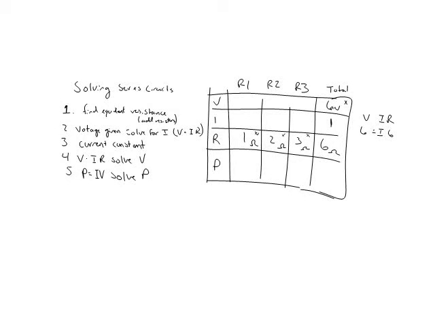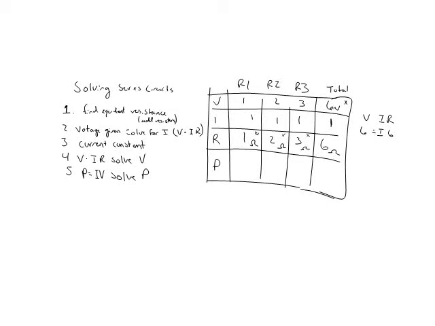Since it's in series, our current is constant, so the current is going to be 1 for every single one of those. Then we'll use V equals IR to solve for V. So I times R is V. This is usually as far as your book is going to ask you to go, but I'm asking you to go just one step further.